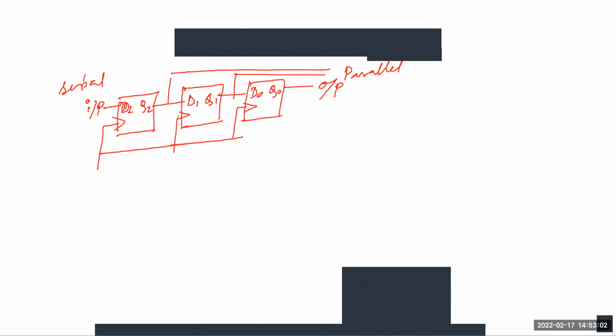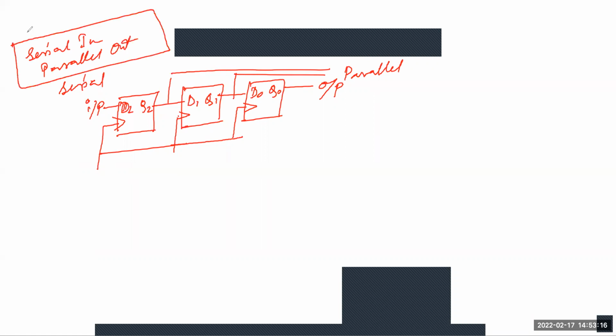So this is the serial in, parallel out shift register. In short, you can call this the SIPO shift register. So this is a block diagram of a 3-bit SIPO shift register.